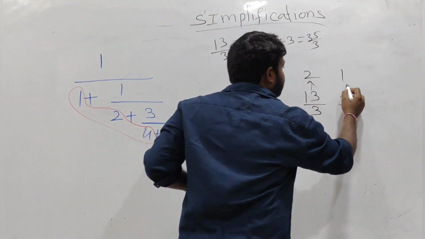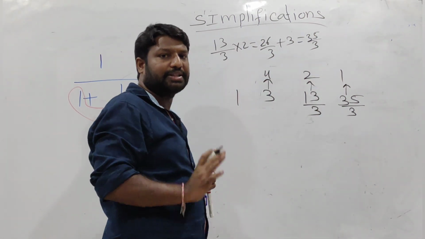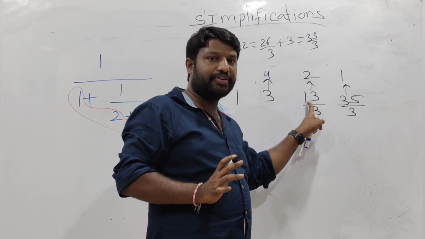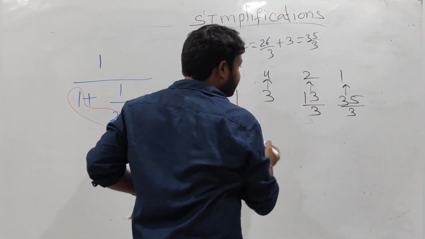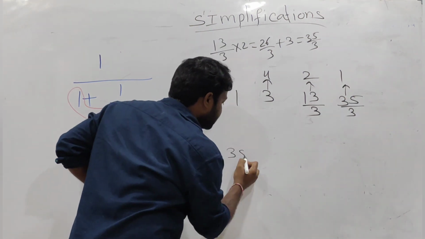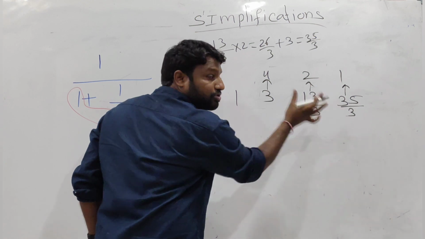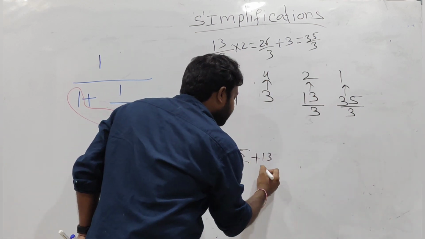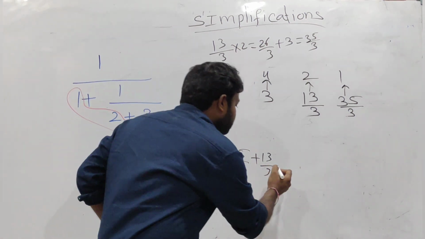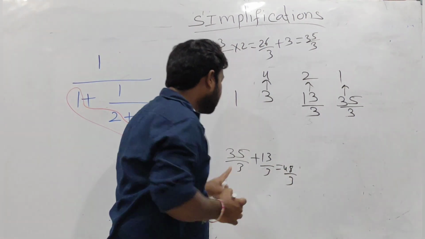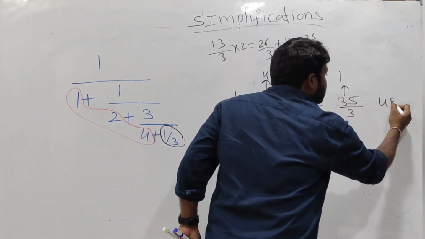Next what will you do? You will multiply these two: 35 by 3 into 1 is nothing but 35 by 3, plus the previous term. What is the previous term? 13 by 3. So 35 by 3 plus 13 by 3. This value is nothing but 35 plus 13, which is 48, so 48 by 3. So write 48 by 3 here.